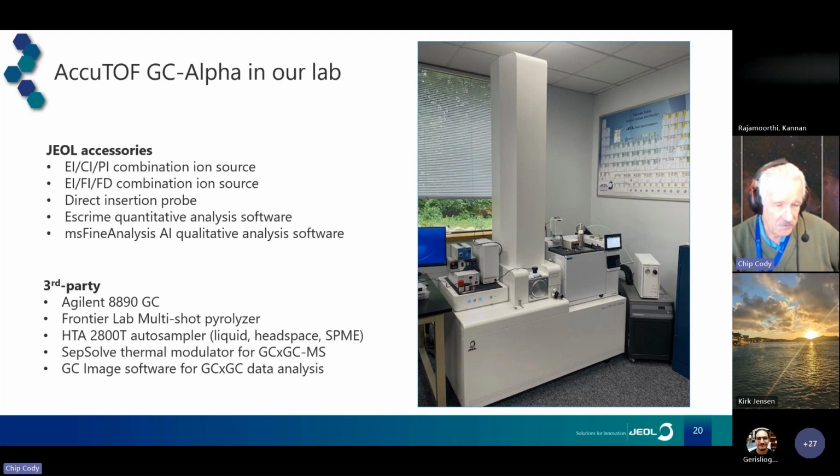We also support different autosamplers. One of the ones I like is the HTA 2800T from HTA in Italy, which does liquids, headspace, and SPME all in one. But for today, really, I'm just mostly talking about data from the Frontier Lab multi-shot pyrolyzer.